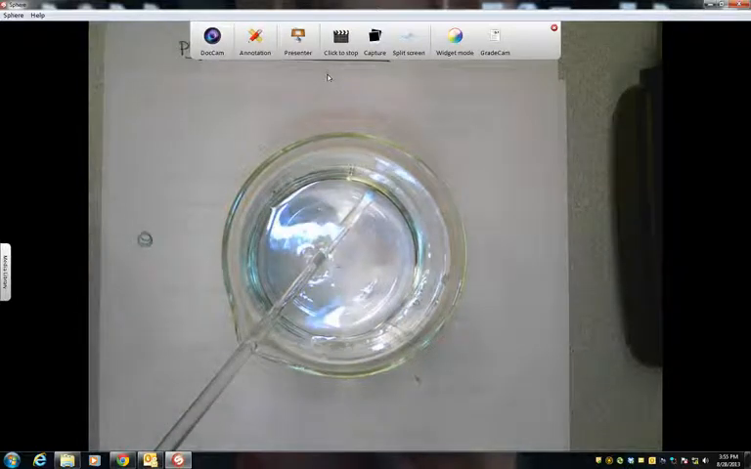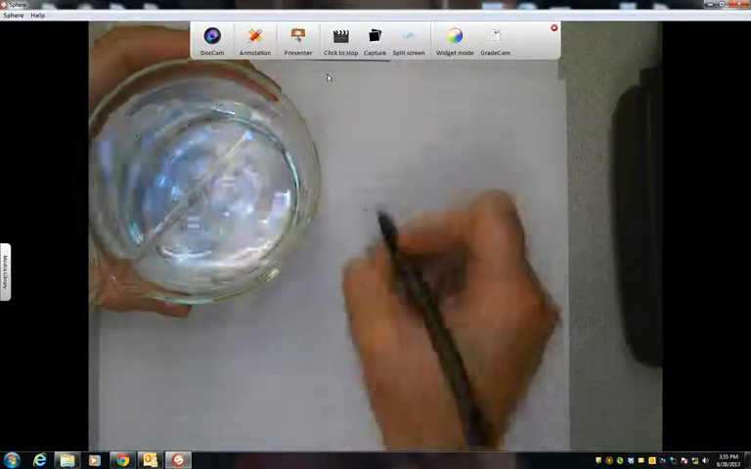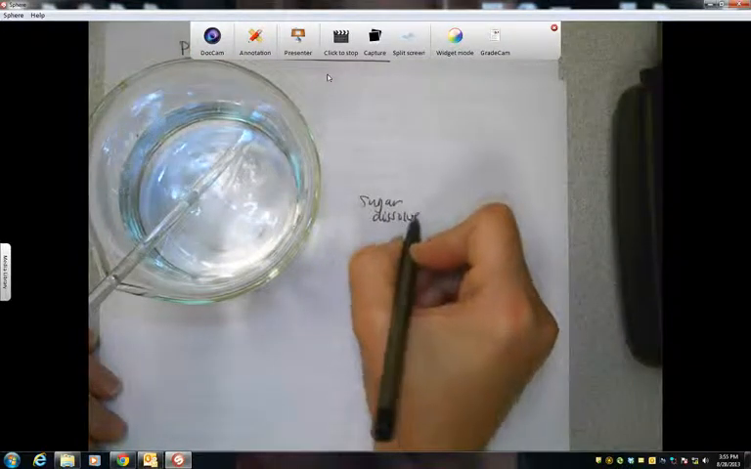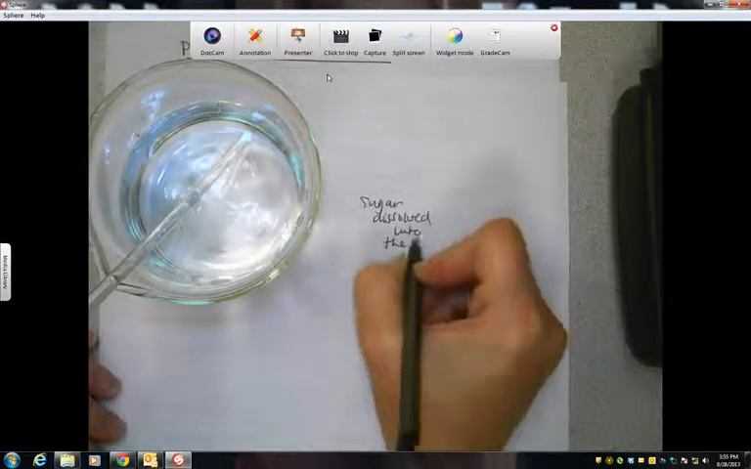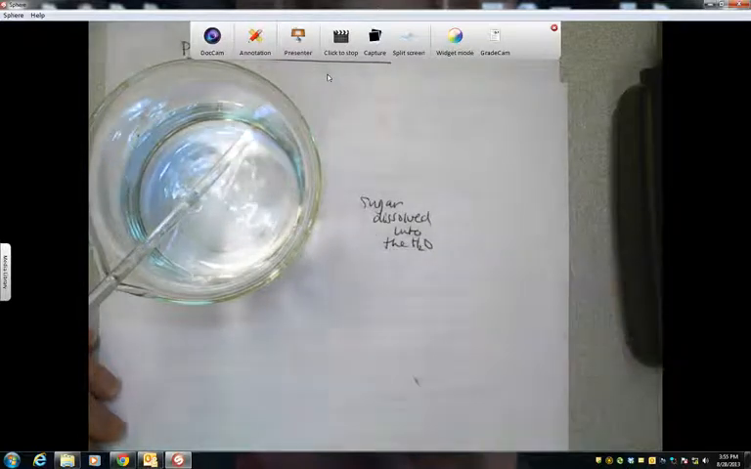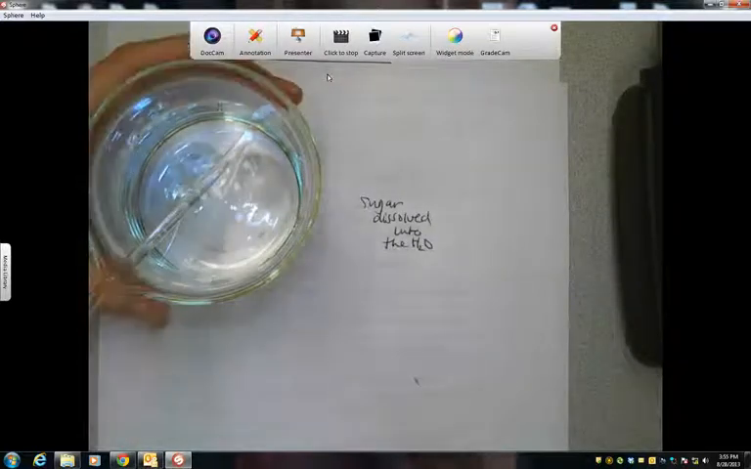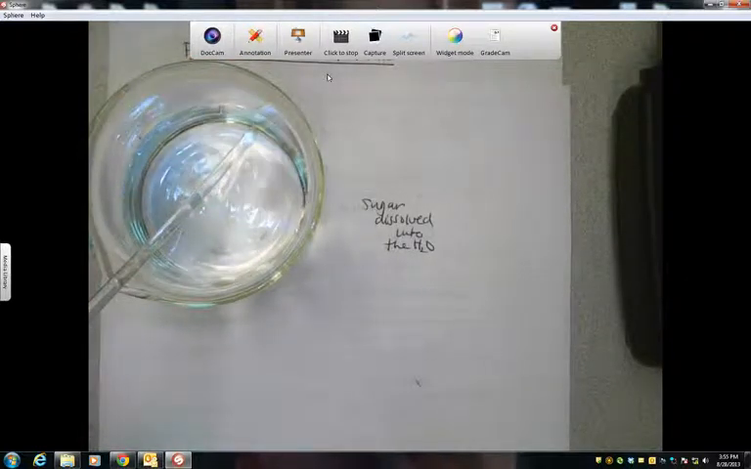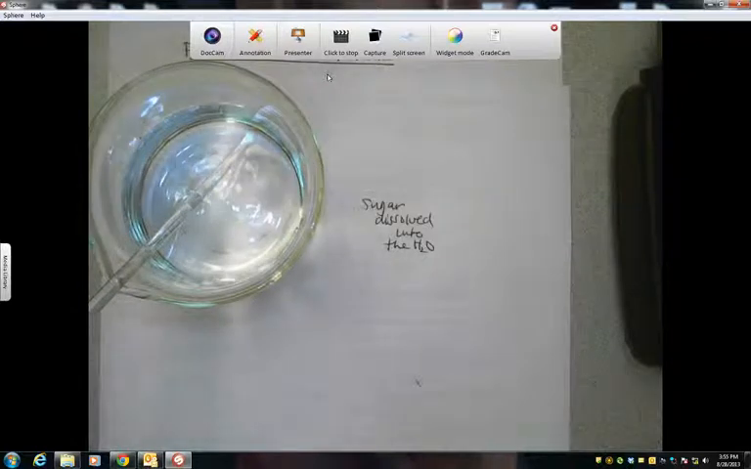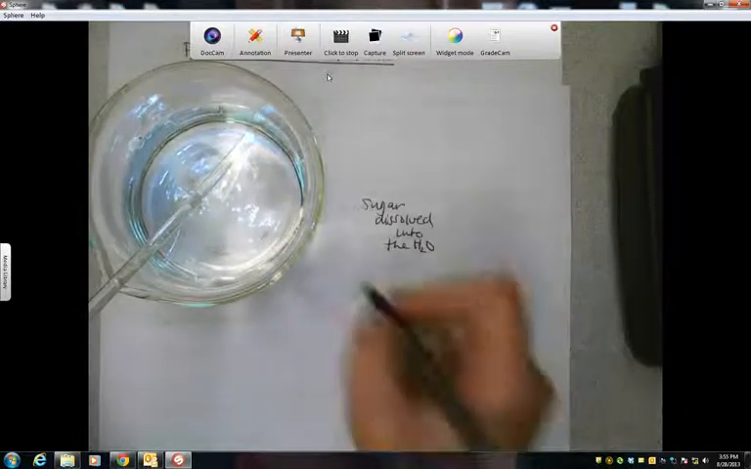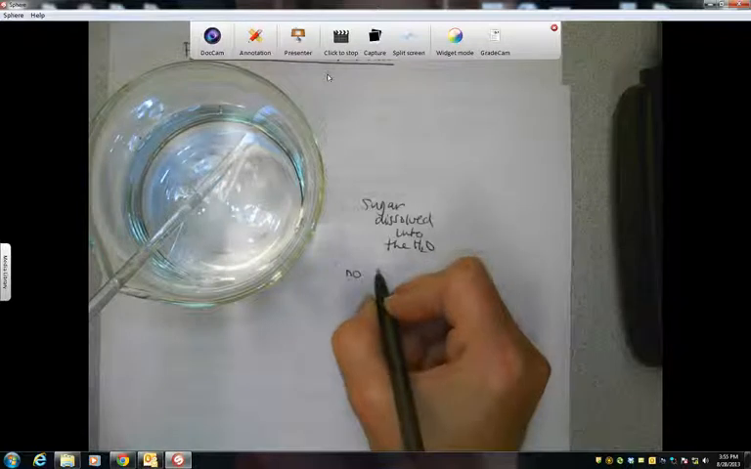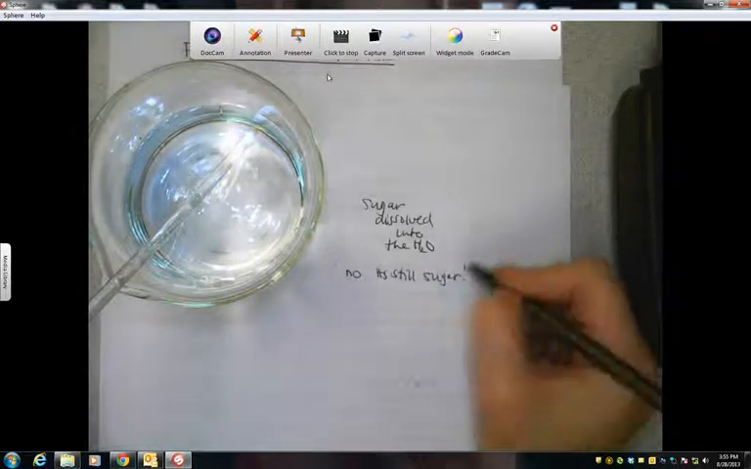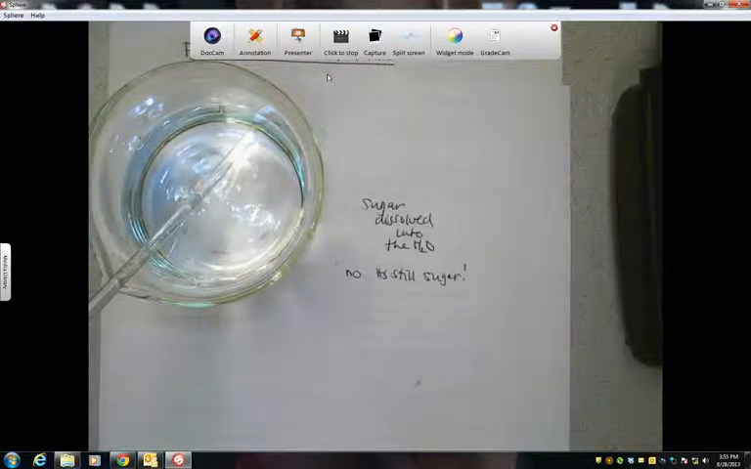And you're going to tell me that the sugar dissolved into the water, which is absolutely true. So did the sugar disappear? Did the sugar become something new when I put it in the water? And hopefully your answer is no. It's still sugar. What I made when I mixed sugar and water is sugar water. It's a mixture of sugar and water.